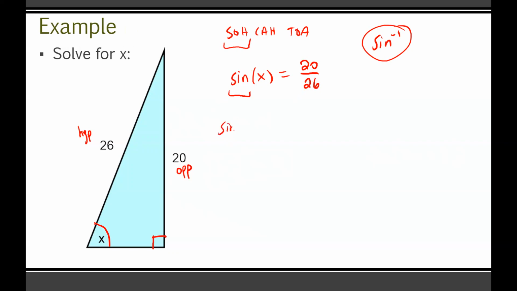So if we take inverse sine of sine x, that just cancels out the sines. Whatever you do to one side of an equation, you have to do to the other though. So we have inverse sine of the whole thing, 20 divided by 26. And what's nice is you can throw that directly in your calculator, just like I've written it down right here. Inverse sine, which you press second and then sine to get in your calculator. Inverse sine of 20 divided by 26.